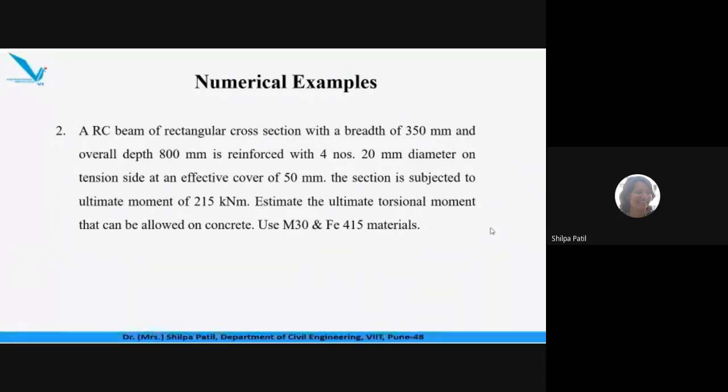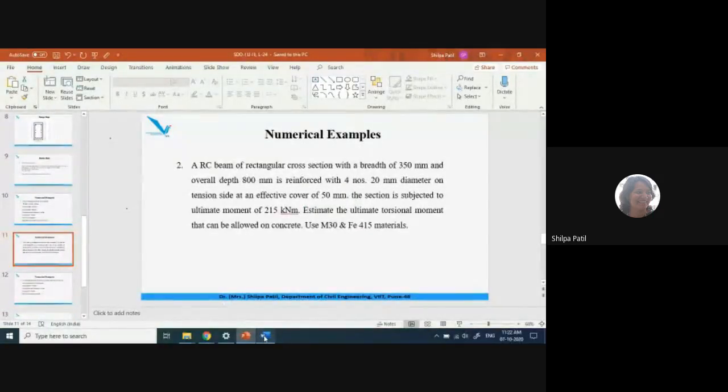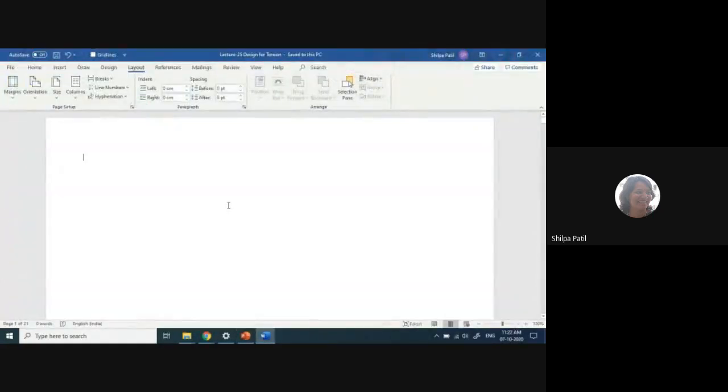So if we are able to find out the moment of resistance shown by the beam, then we can easily find out what is the ultimate torsional moment resisted by the beam. So first of all, before solving the problem, we need to understand what exactly we need to calculate and what is the given data. In short, we need to find out the total moment carrying capacity of the section, that is Mur. All right, so let us write down the given data first.